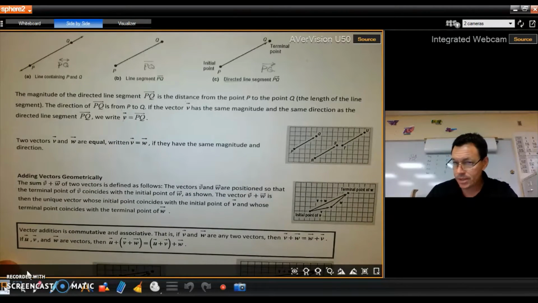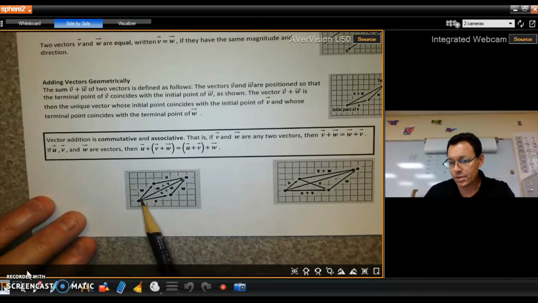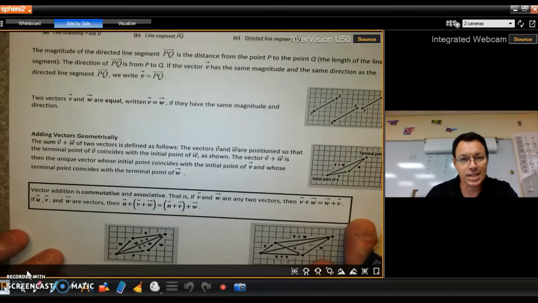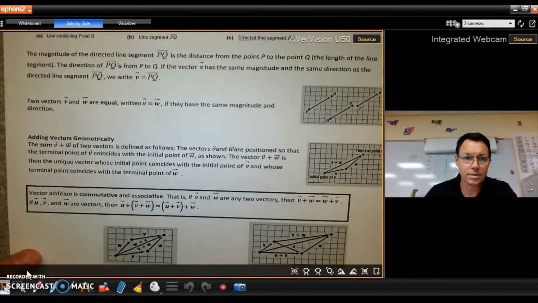So these are examples, as you look through the notes, these are examples of vectors. This is vector w, this is vector v, over here there's vector u, so they just like to use this little lowercase symbol, instead of having to know what the initial point and the terminal point is.